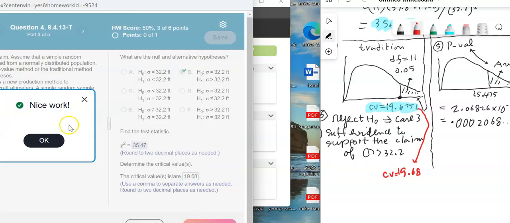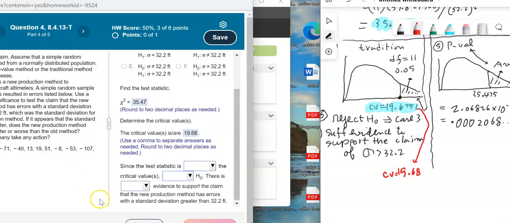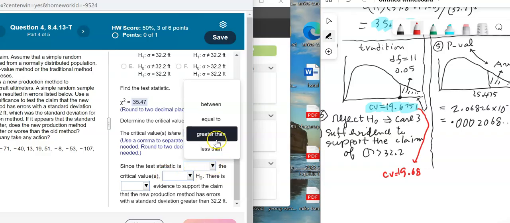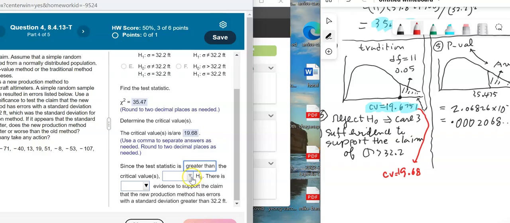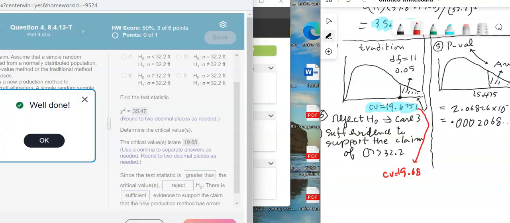Check answer. Very good. Since the test statistic is in the critical region, greater than the critical value, we're going to reject the null hypothesis. So there is sufficient evidence to support the claim that the standard deviation is greater than 32.2.